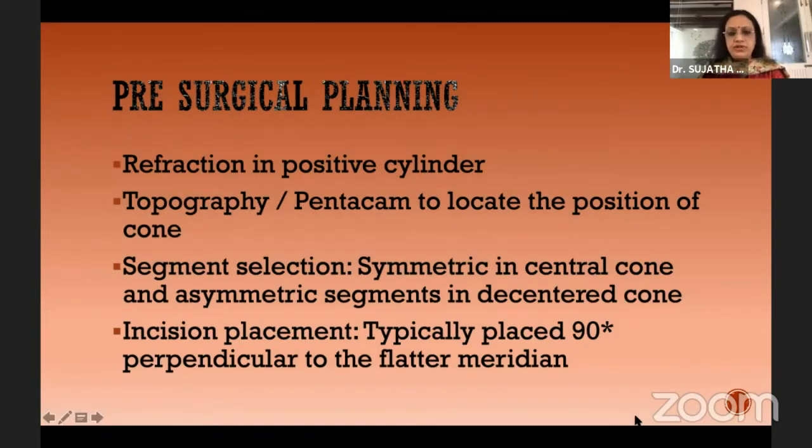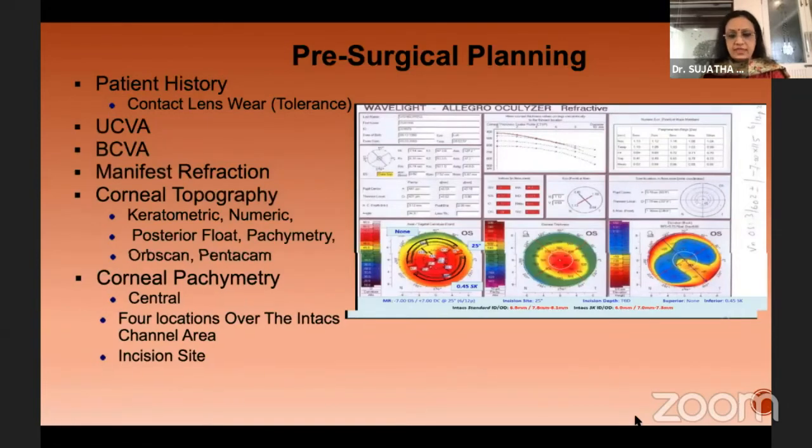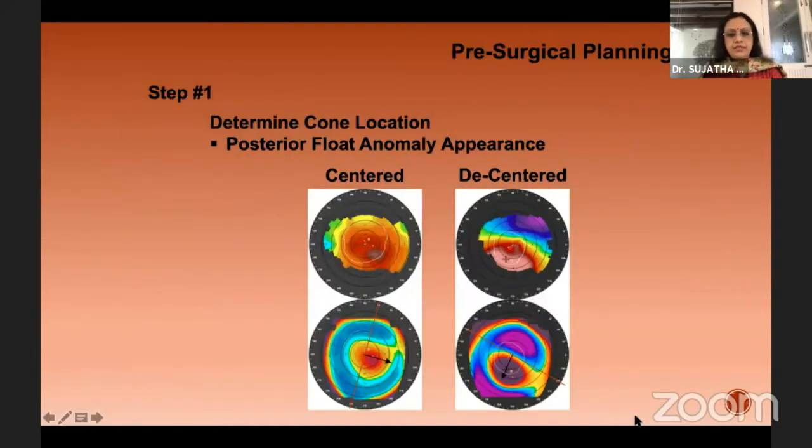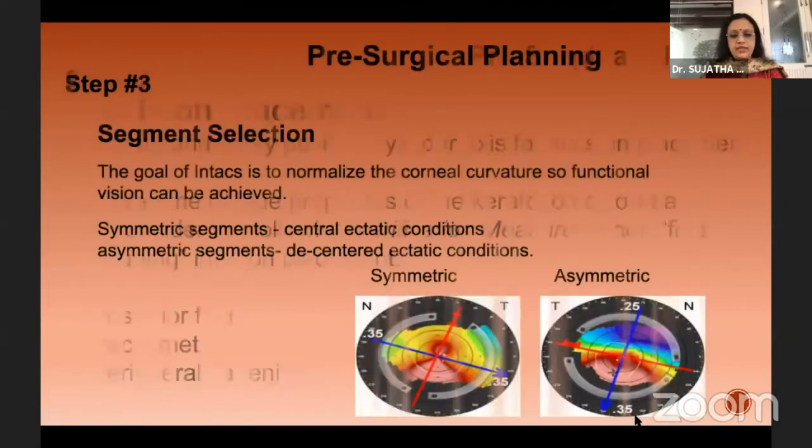And also, looking at the topography, you can see whether your manifest cylinder refraction matches your topographic cylinder. Based on the cone, if it is centered, you can go for symmetrical segments, and for a decentered cone, you go for asymmetric segments, or you can even go for a single segment, depending upon the area that needs to be corrected. The incision placement you have to decide based on your positive cylinder axis, as well as other verification measures, such as the posterior float, the pachymetry, where the thinnest pachymetry is, and the amount of peripheral flattening the patient is showing.